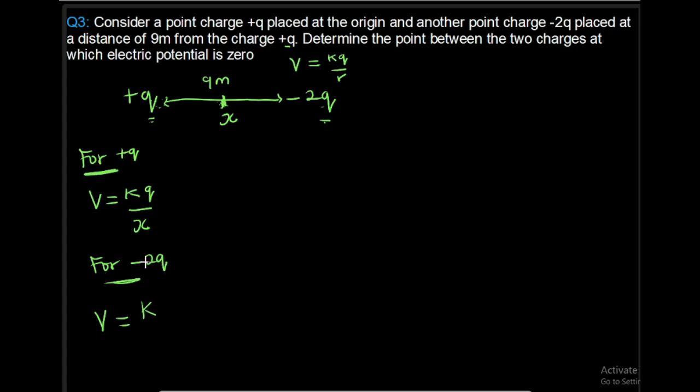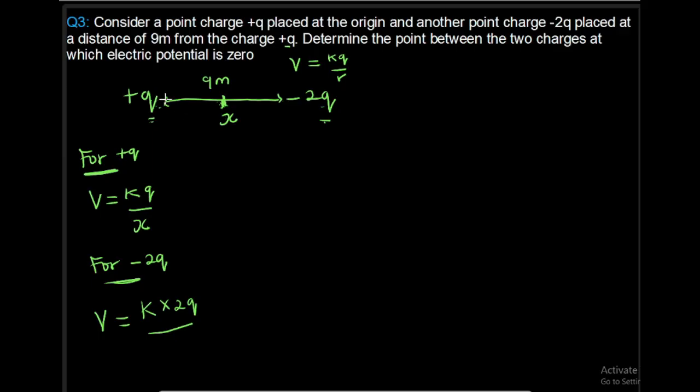So we have, according to our formula, V equals KQ over R. So we have K times Q, here Q is 2Q. So we have K times 2Q all over R. That's the distance from here to here, to this charge.